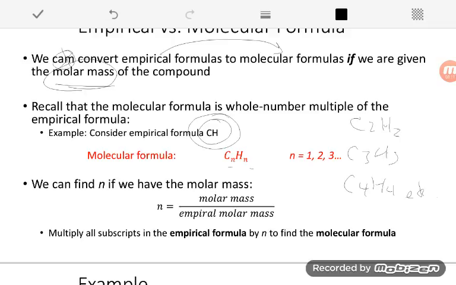So you can figure out what number goes here just by looking at this problem. You take the molar mass, which has to be provided to you, and you divide it by the empirical molar mass, which is the molar mass of whatever empirical formula you've ended up with. And then whatever that number is, you just go plug into your formula. So let's look at an example.